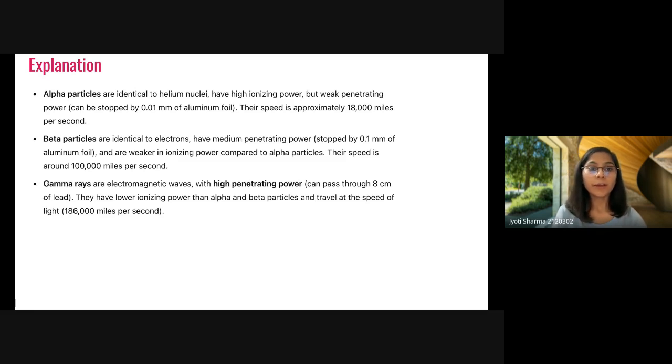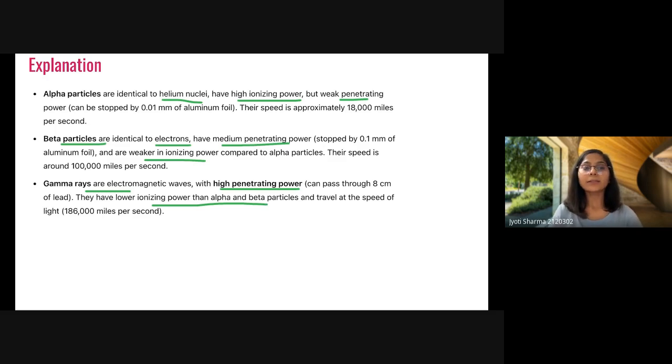Okay, so here we have the explanation. If we have alpha particles, then these are identical to the helium nuclei, and these have high ionizing power, weak penetrating power, right? If we have the beta particle, these are identical to the electron, have medium penetrating power and weaker ionizing power. But if you have the gamma rays, these have the highest penetrating power and low ionizing power in comparison to alpha and beta. And this is how we defended the answer, right?